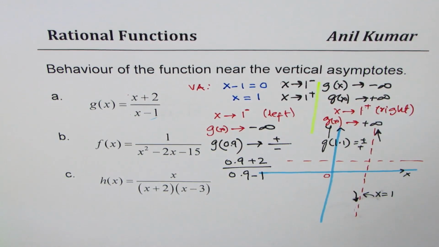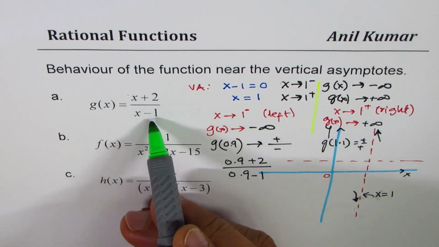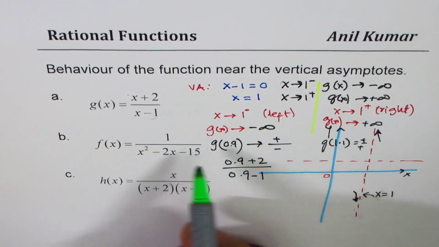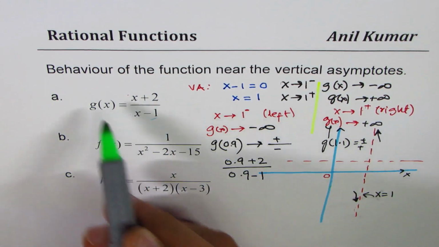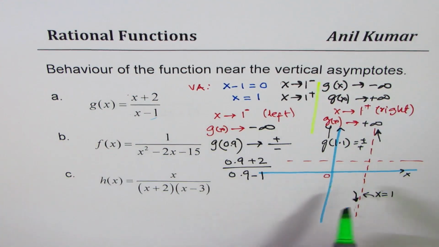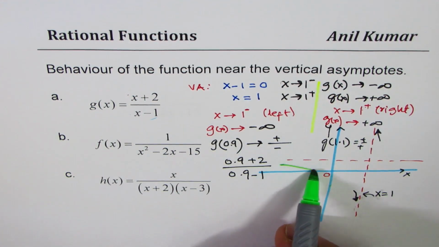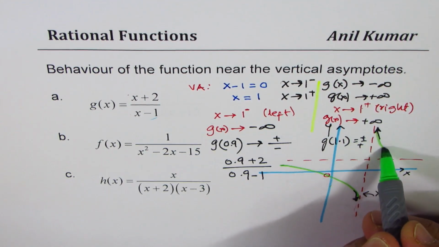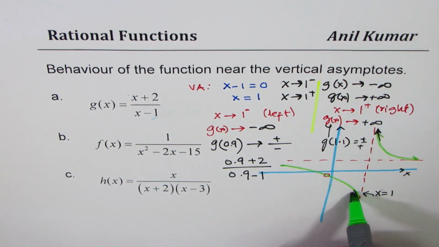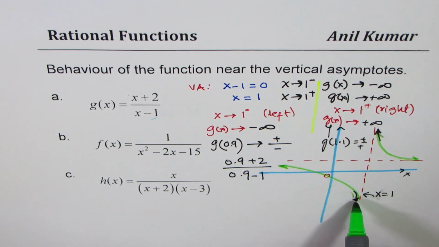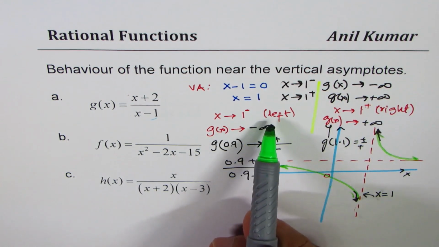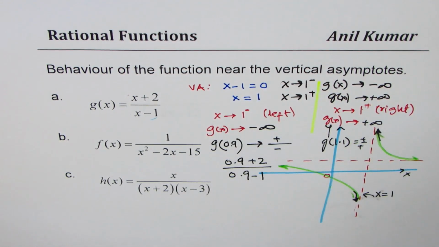And if you sketch the function, you can find the x and y intercepts. The y intercept is 2 over minus 1, which is here. The x-intercept is where the numerator is 0, which is at minus 2. So you could sketch a function which is kind of like this. You can see that near the asymptote, it approaches negative infinity when approaching from the left and positive infinity from the right. So I hope the concept is clear. Now we can move on with the other two examples.